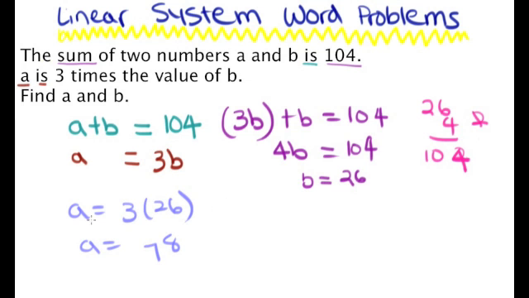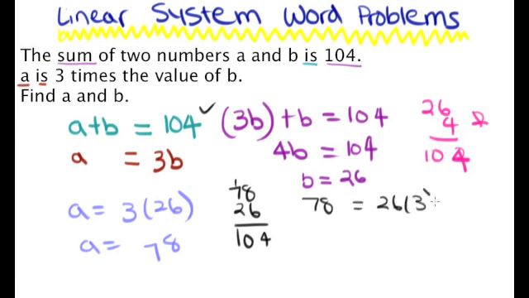Check. 78 plus 26. 8 plus 6 is 14. 8, 9, 10, 104. First equation checks. A is equal to 3B, so 78 is equal to 26 times 3. 78 is equal to 78. The second one checks. So this is how you solve word problems using the methods to solve a system of equations. Now let's do a little harder one.